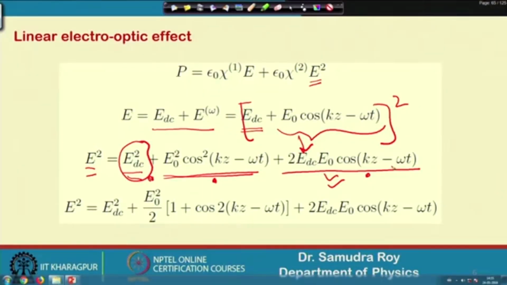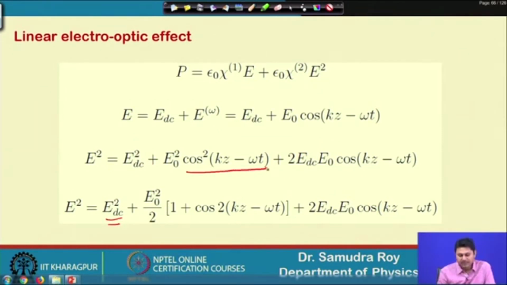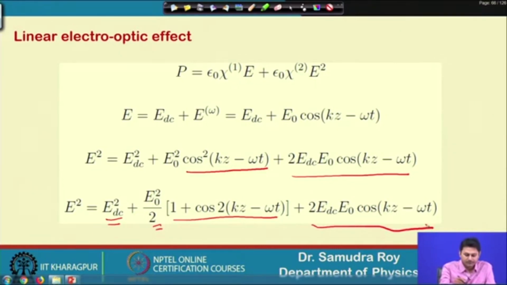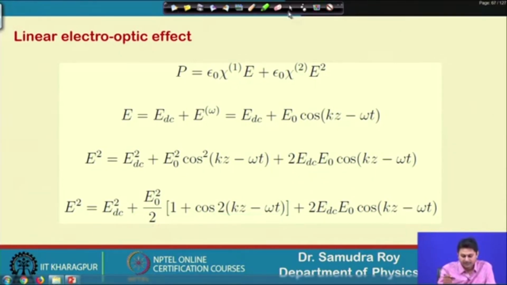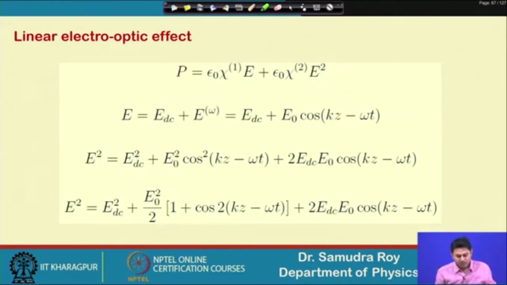So, now what we will do, we just recollect all the terms. So, E_DC, I write E_DC cos square(kz minus omega t). I just want to reduce this square term. In order to do that, I write (1 minus cos 2 theta) with a half. So, this term also reduces, and finally we have the last term, and we write the last term in a simple way. So, now after having all the terms, we will again collect the terms. Let us go back to this.